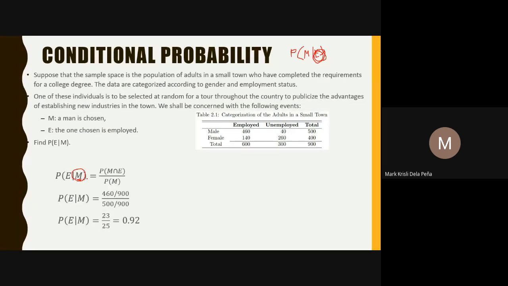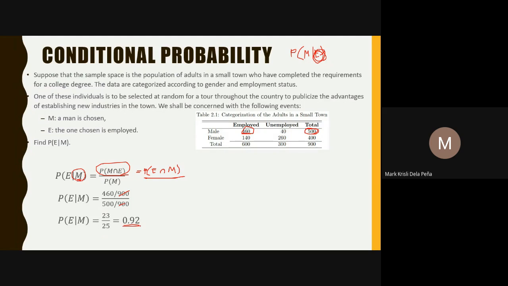Now we have to check the one on the right side. The intersection of the two will be just equal: a man that is employed and an employed man is just the same. So we will use 400 divided by 900 to get the probability of this, divided by the probability of all males, because the given condition says that the person is a man, so the total number of males is 500 divided by 900. In the same process, cancel 900 out, simplify the remaining values, and you'll get 23 over 25, or exactly equal to 0.92.